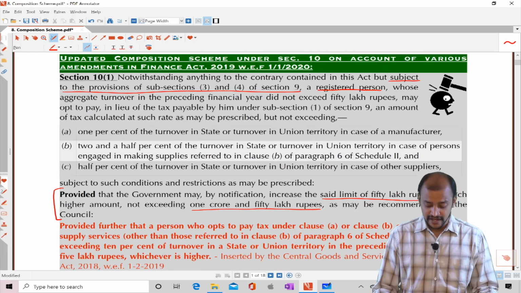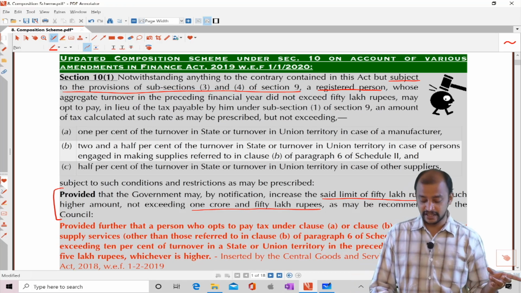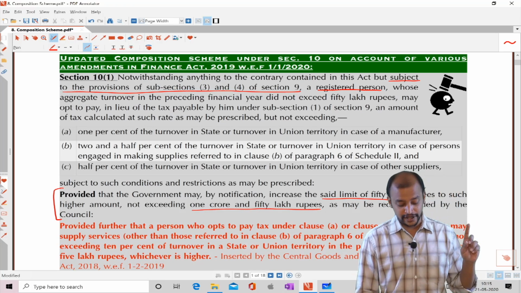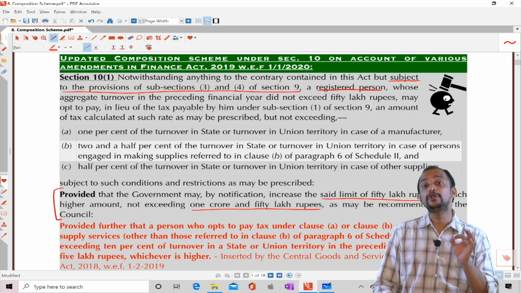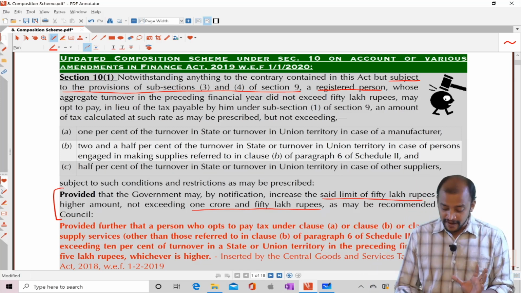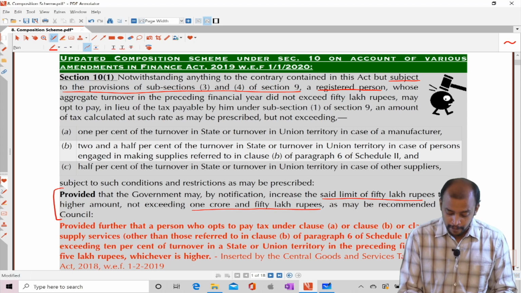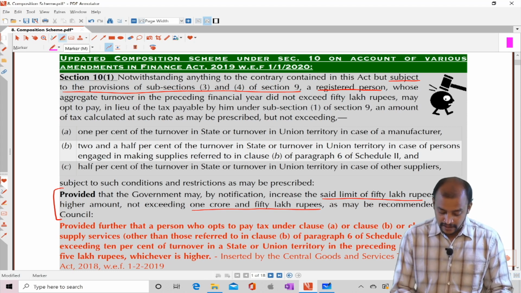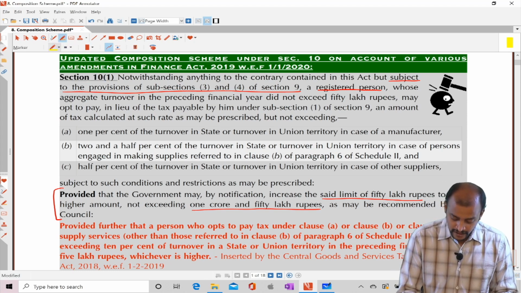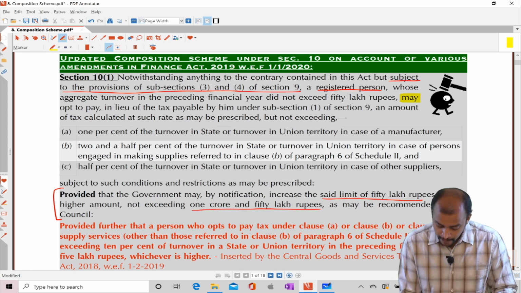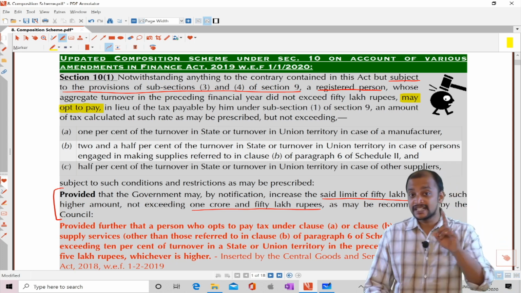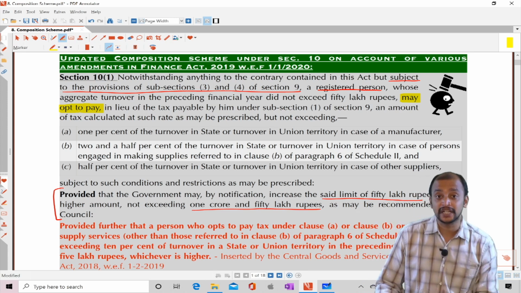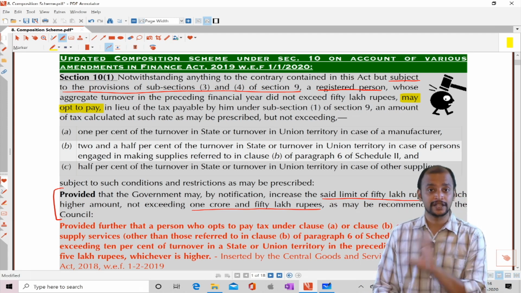So what is that? Previous year, preceding financial year, if it does not exceed 1.5 crores, may opt to pay, very, very important, may opt to pay. What does it mean? It means that it is not mandatory, it is optional. If you want to go for composition scheme, you go, otherwise you don't have to.